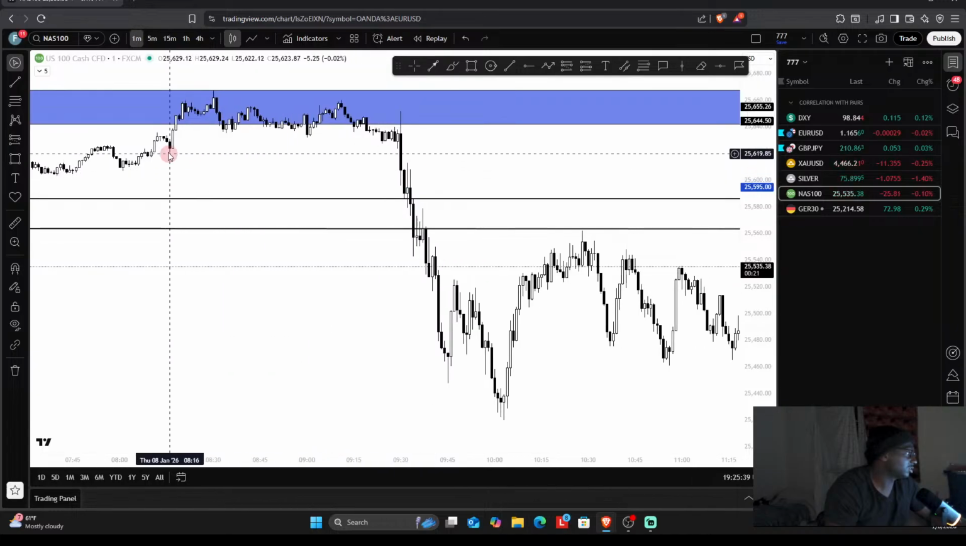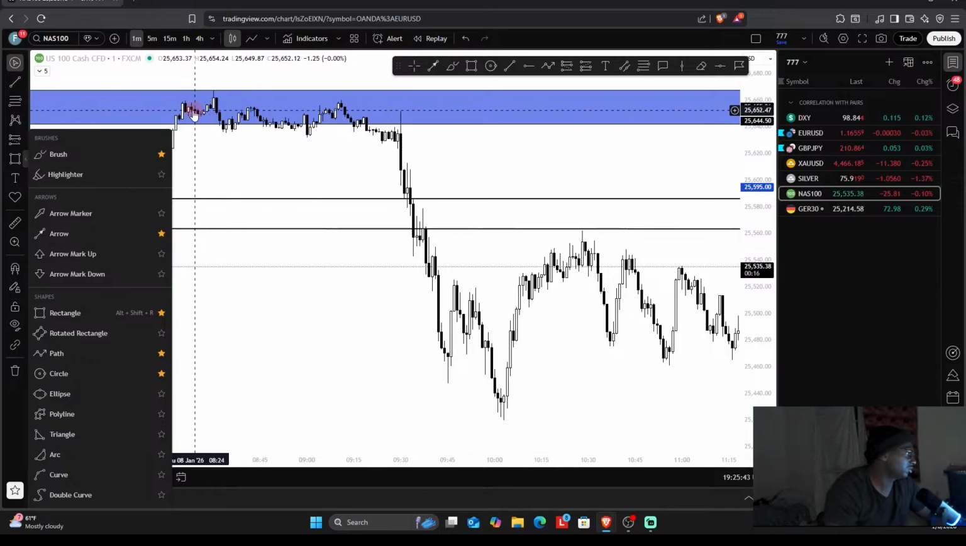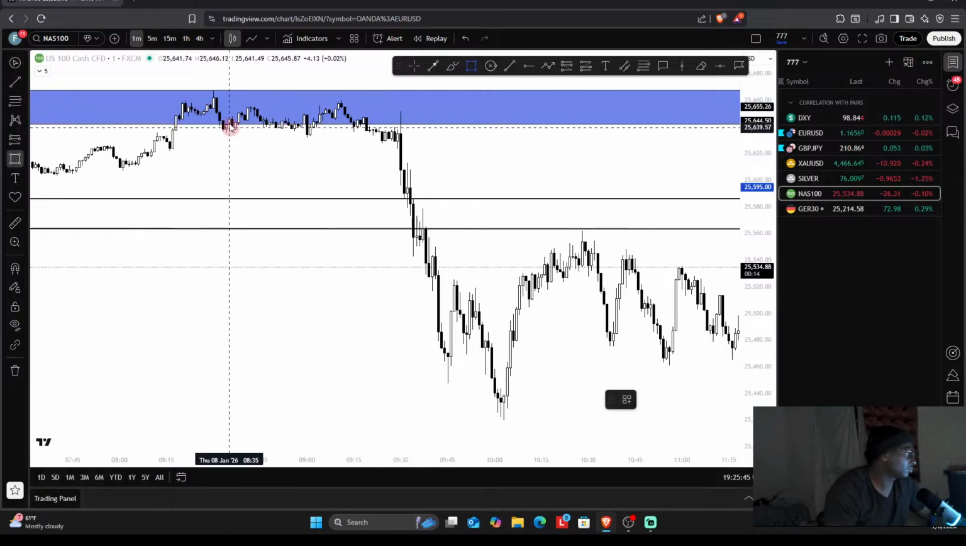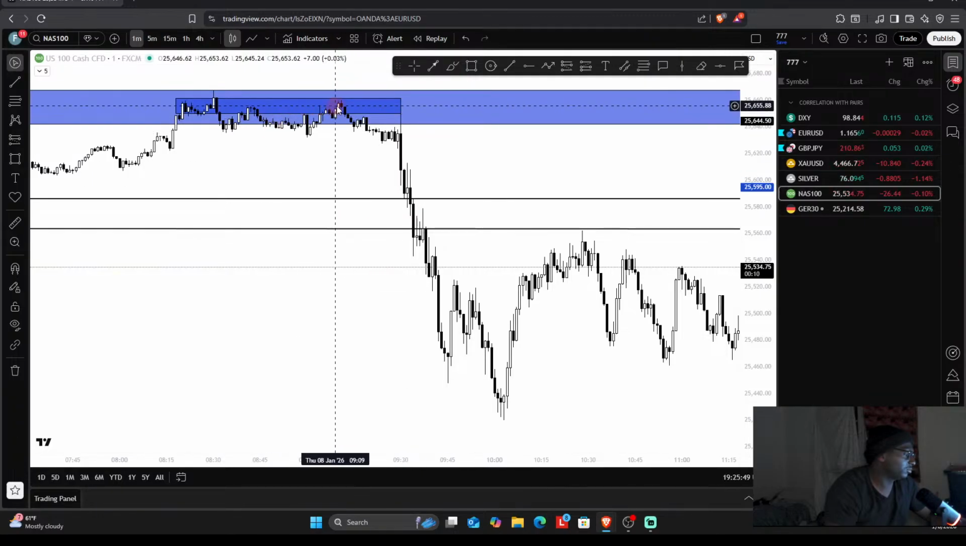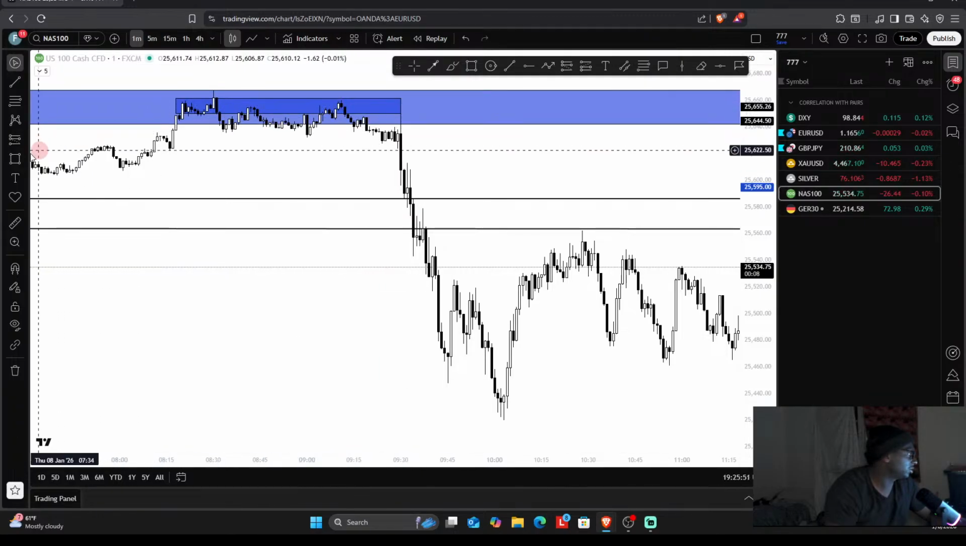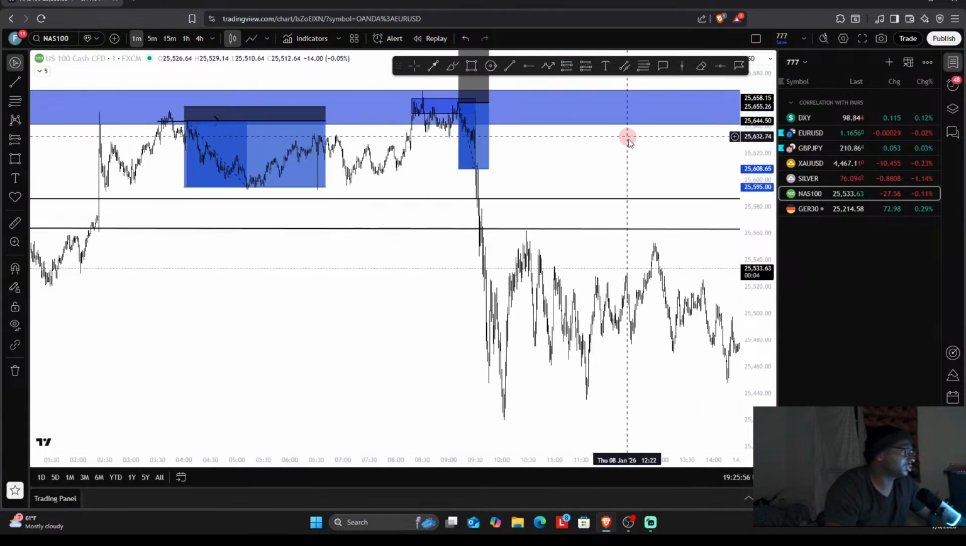Look at this. Higher high, higher low, higher high. It broke structure right there. Beautiful play. Beautiful, beautiful play. And then what? Imagine if you play this.